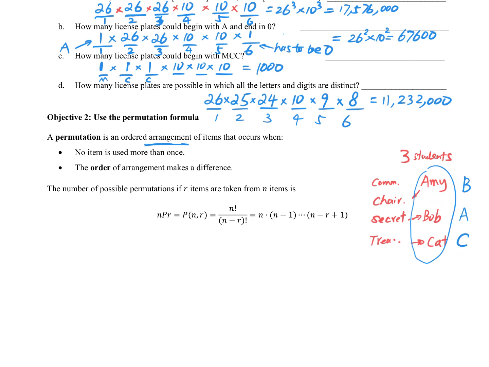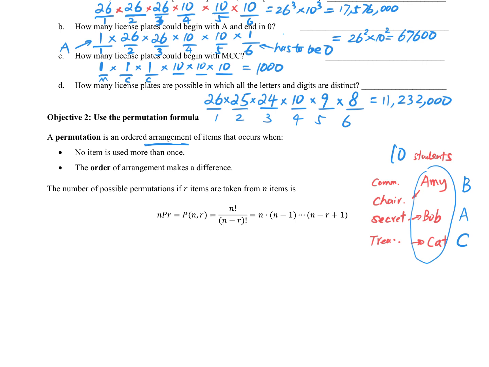Now, how many possible permutations of R items are taken from N items? In this case, we have 3 students taken from 3 students. Suppose we have 10 students, and we choose 3 students to form this committee. How many possible ways are there to form such a committee? In this case, R will be 3 because there are 3 committee members, taken from N, which will be 10.